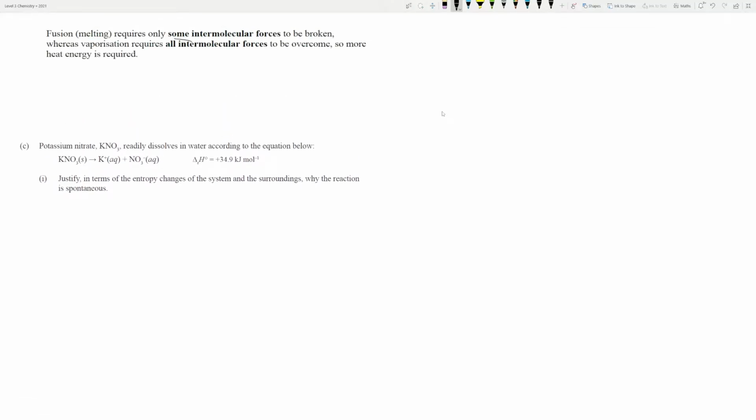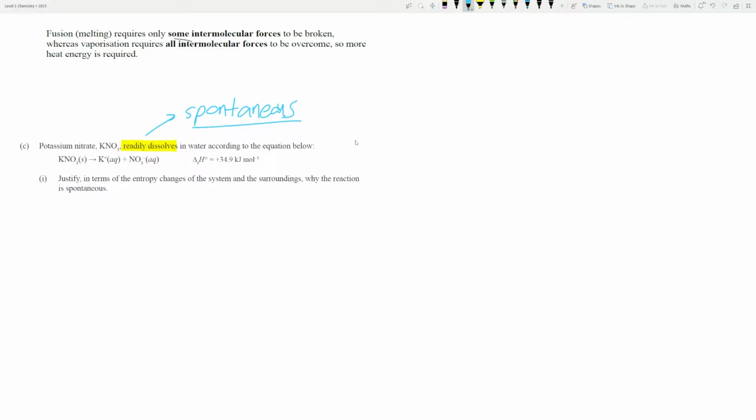Potassium nitrate readily dissolves in water. When you see the words readily dissolves, this means this reaction is spontaneous. This is something that you just need to get into the habit of seeing, not just in 3.4 but also in 3.6 when we later on deal with aqueous, because spontaneity and readily dissolved, this is just what it means.